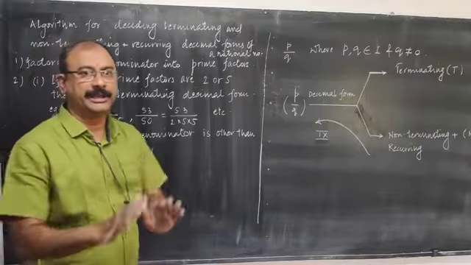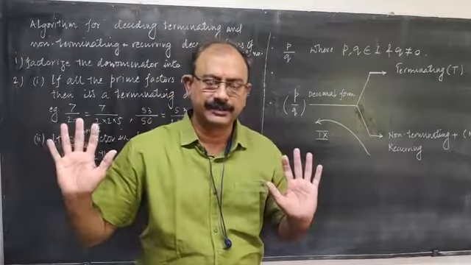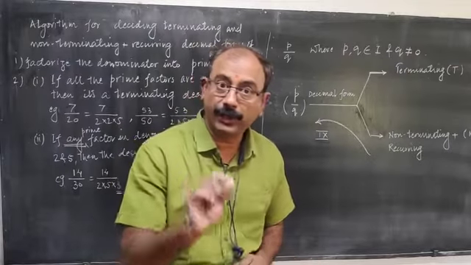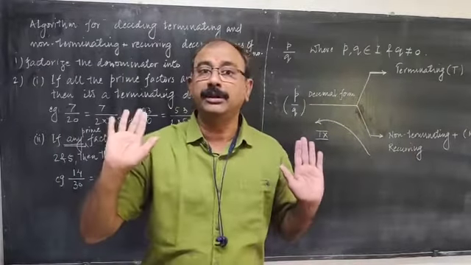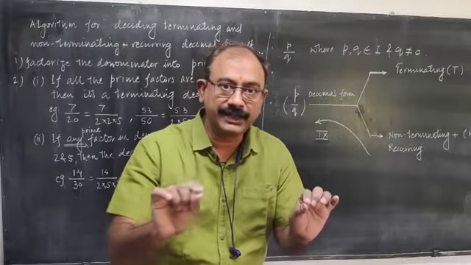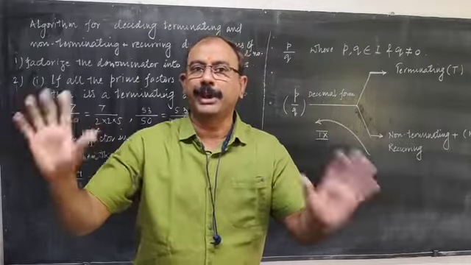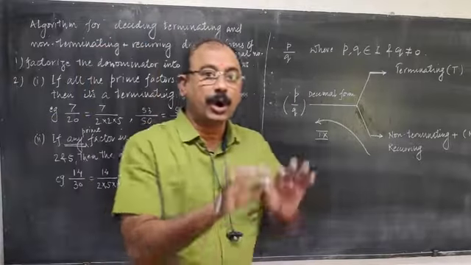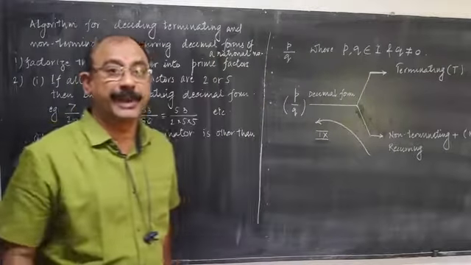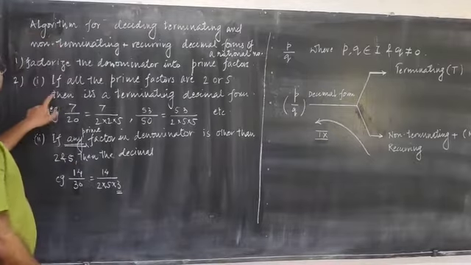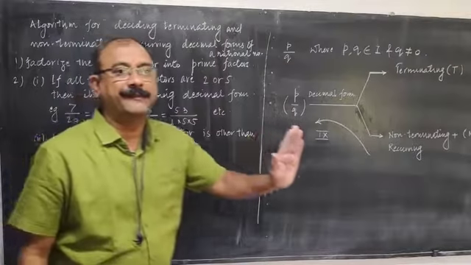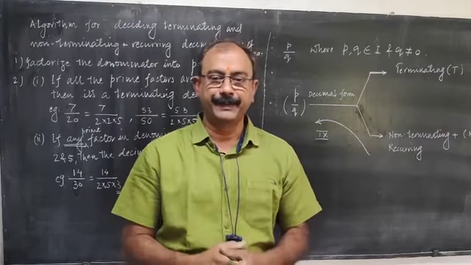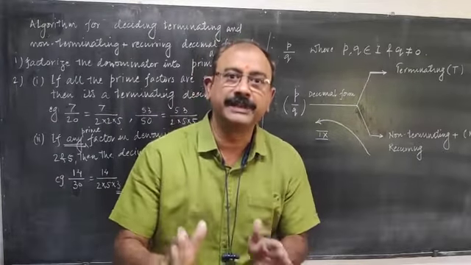What is the first step? Factorize the denominator into prime factors. It is very easy to do. You have done it in the lower classes. Only about the denominator. You don't have to do it in the numerator. Once you do that, the next step is observe the prime factors in the denominator. If all the prime factors are 2 or 5, then that number is a terminating one.